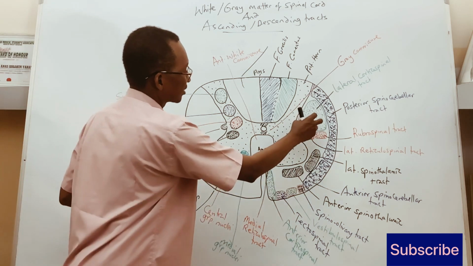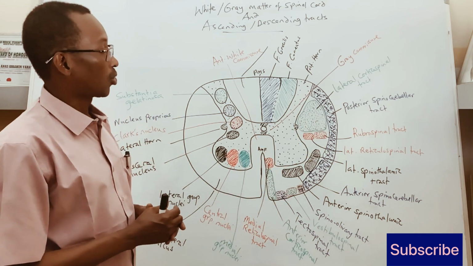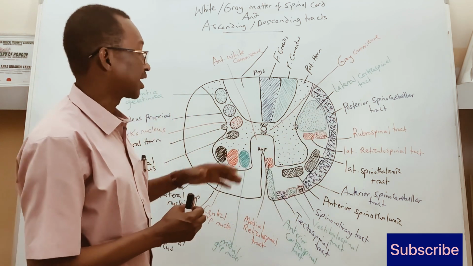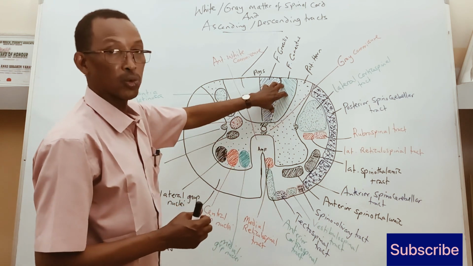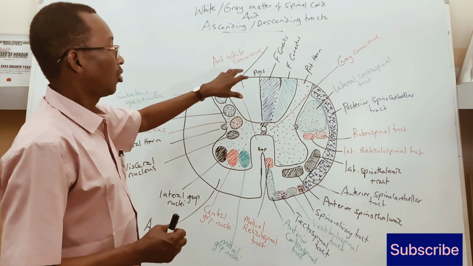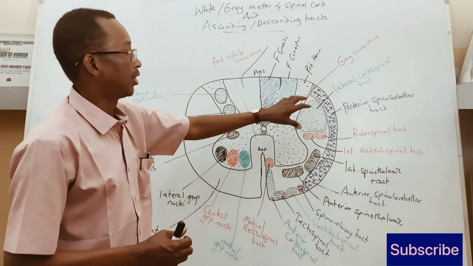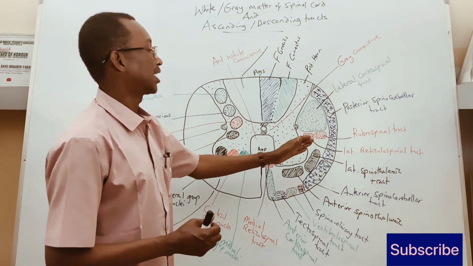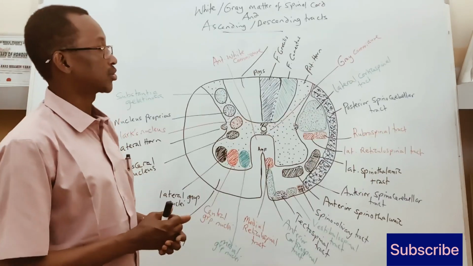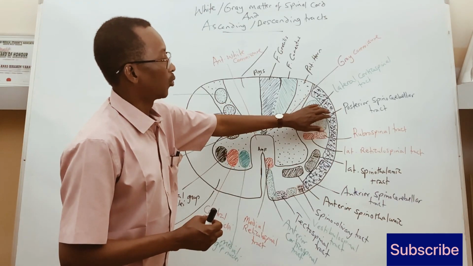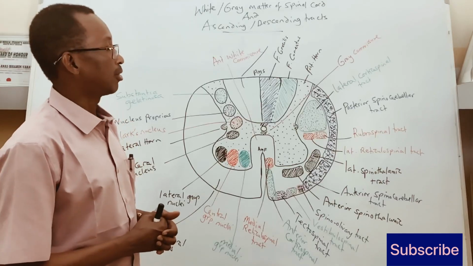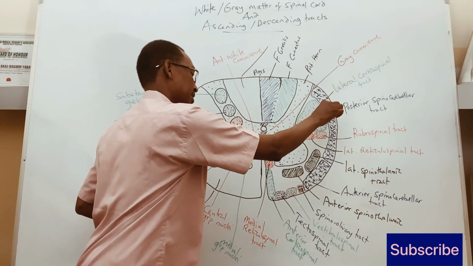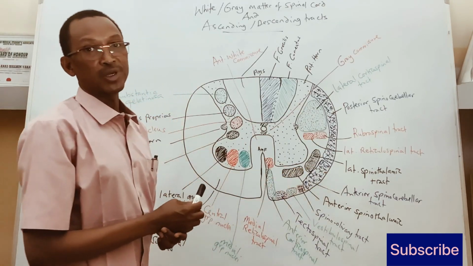On the lateral funiculus of the spinal cord, we have the ascending and descending tracts. Here in the posterior funiculus, they are all ascending tracts, while on the lateral side here, on the lateral funiculus, we have both ascending and descending tracts. So on the most lateral aspect of this lateral funiculus, we have the posterior spinocerebellar tract and the anterior spinocerebellar tract.